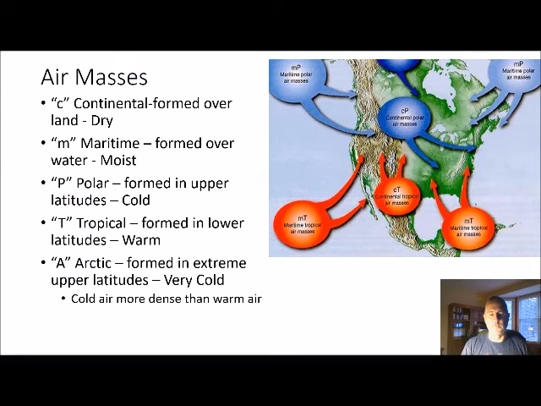Remember that cold air is more dense than warm air. Cold air moves faster than warm air. The coldest of all air masses then would be cold and dry, because dry air is actually more dense than moist air.